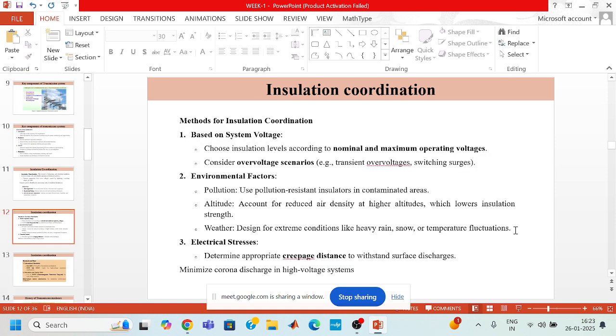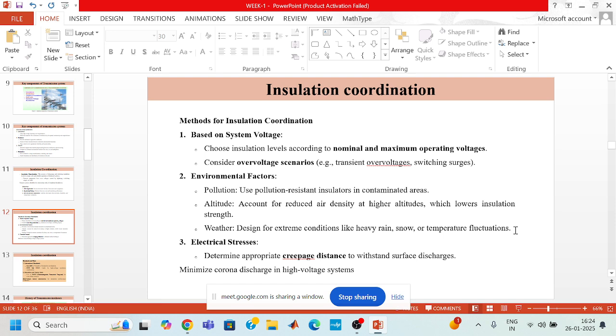So there are some methods for insulation coordination. The first method is based on system voltage. That means according to the nominal voltage and maximum operating voltage, we choose the insulation levels. The second scenario is overvoltage, where we consider transient overvoltages and switching surges. Based on this, we also choose the insulation coordination.